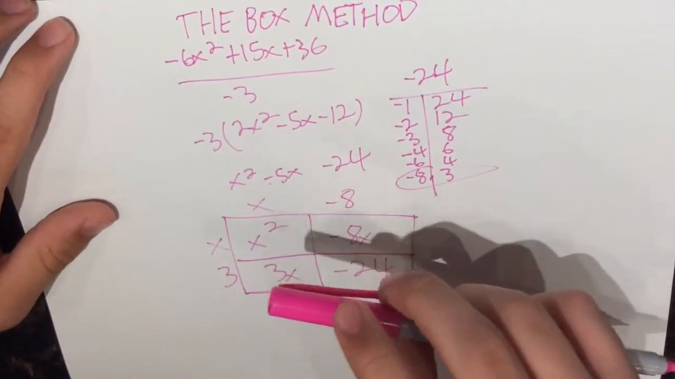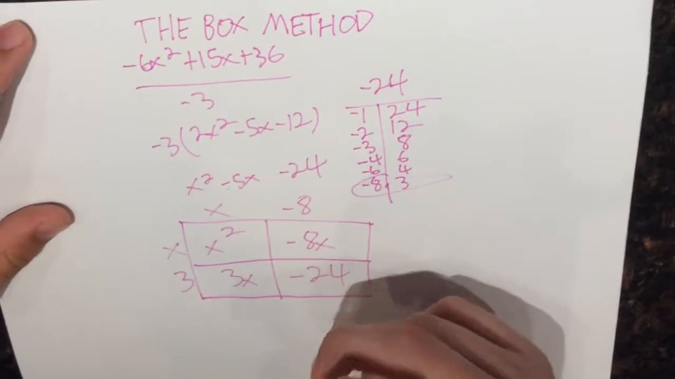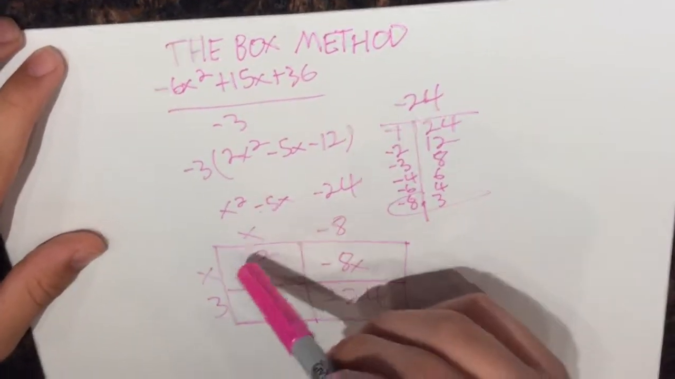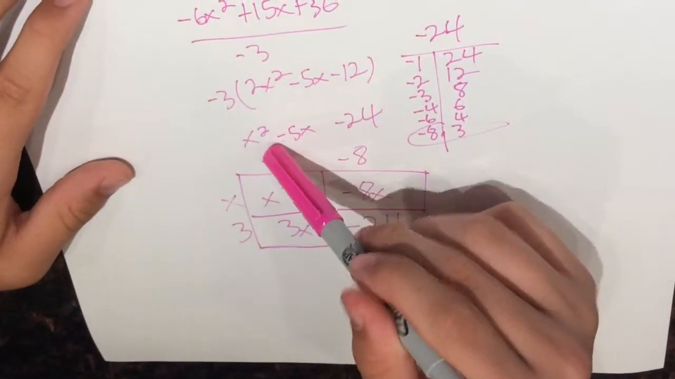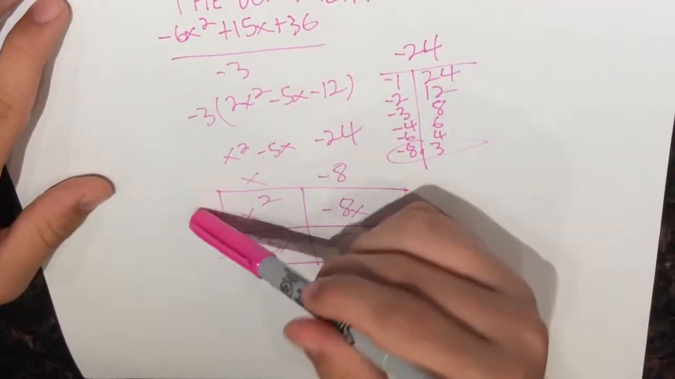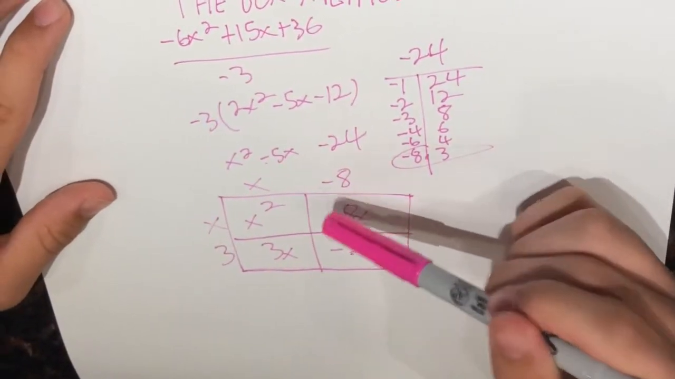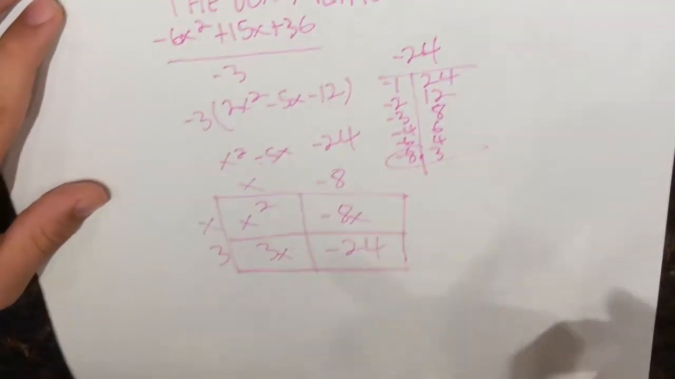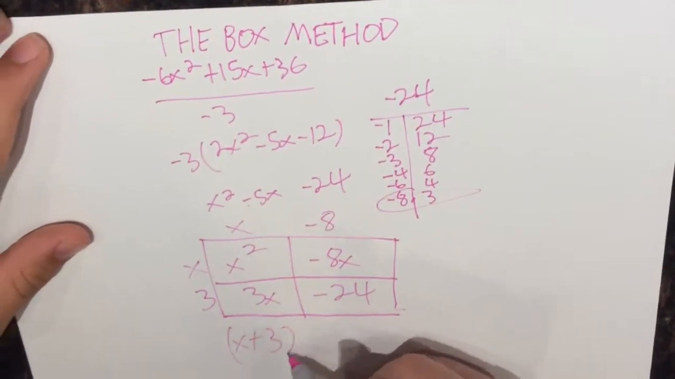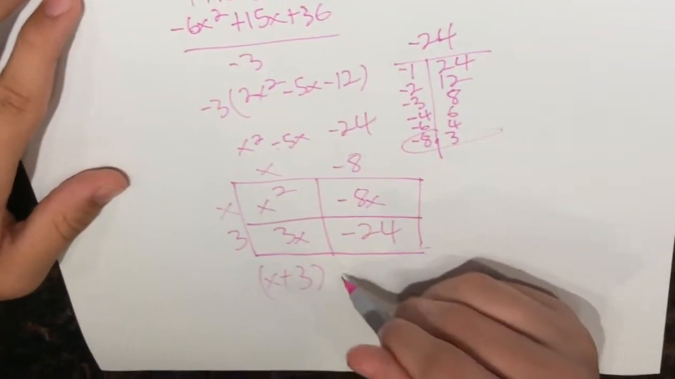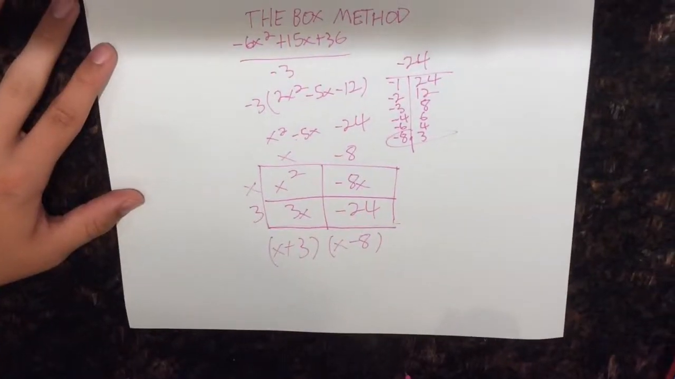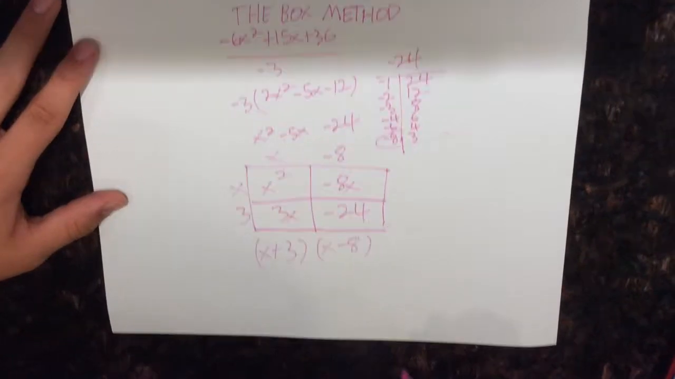Just a good way to check to see if you factored correctly is to multiply all the terms on the outside to see if they equal the terms on the inside. x times x is x squared, 3 times x is 3x, x times negative 8 is negative 8x, and 3 times negative 8 is negative 24. So, we have x plus 3, because this is a positive term, and x minus 8. And it looks like we have found the factors, and they are ours.